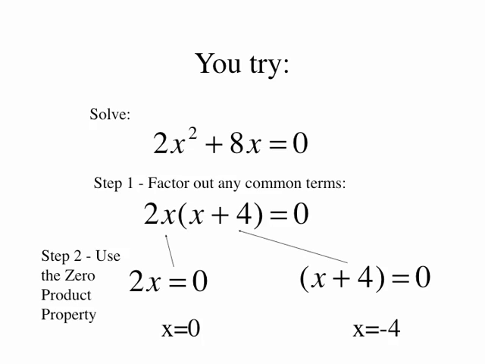I invite you to try plugging both 0 and negative 4 into the original equation above, 2x squared plus 8x equals 0, and verify for yourself that both 0 and negative 4 are solutions to the equation shown above.